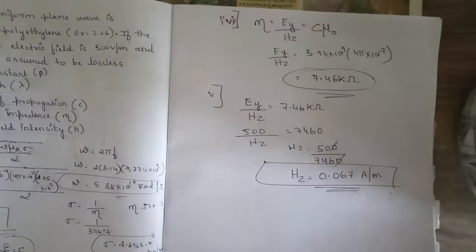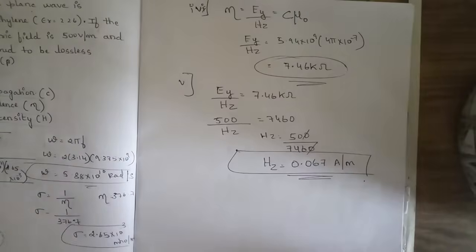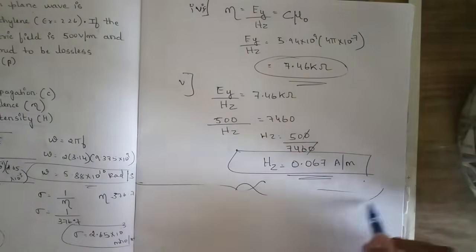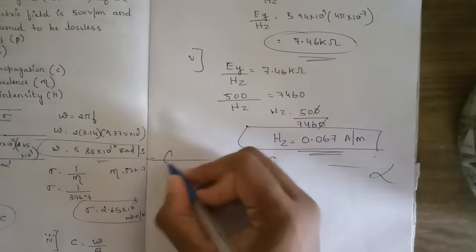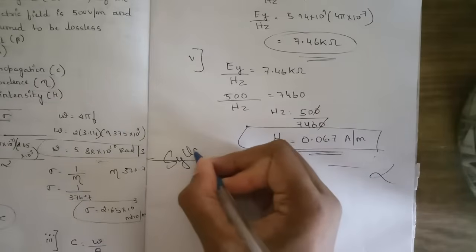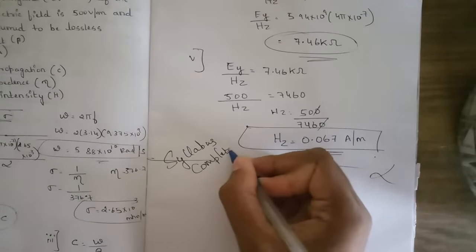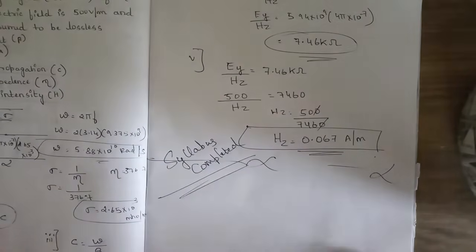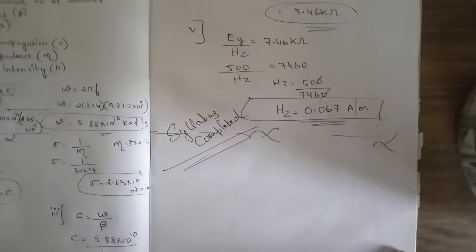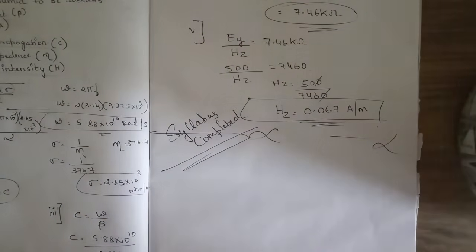So like this we are going to solve this problem. All the 5 sub questions we have solved. So this is the end of this module, and we can say that finally the syllabus is completed. So we have successfully completed the syllabus of this electromagnetic theory. All the 5 modules we have covered till date.